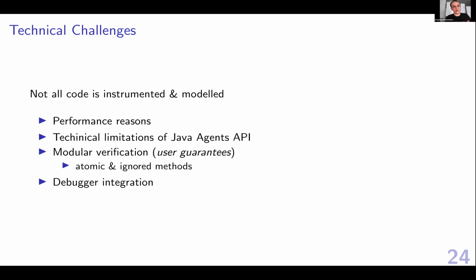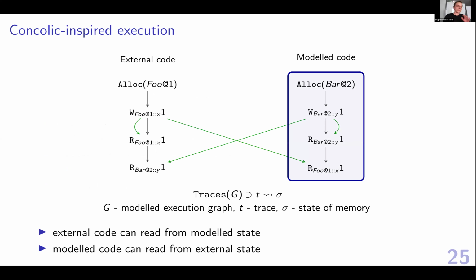Because of all of these features, we needed some way to only partially model the program that we have. And we needed some unified solution for this. The solution was a bit inspired by concurrent execution, I think.